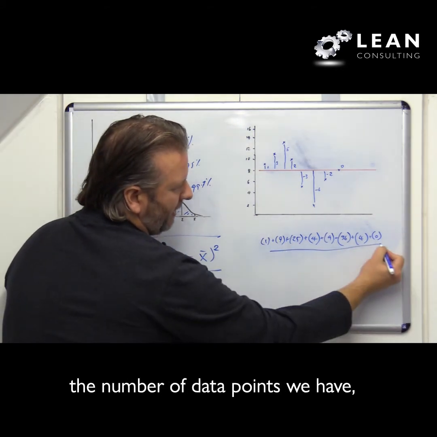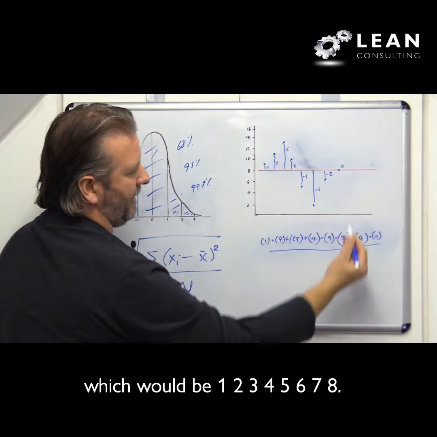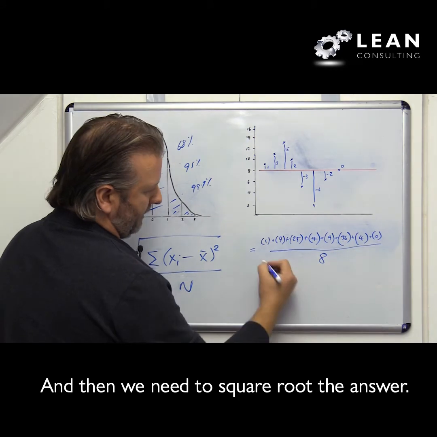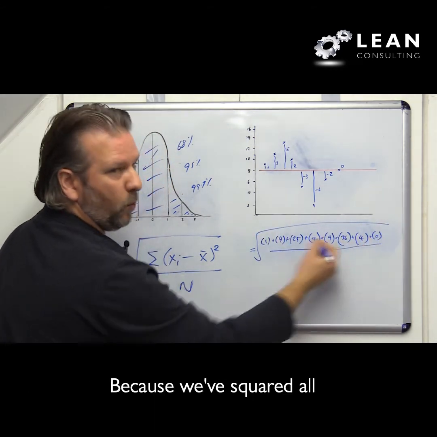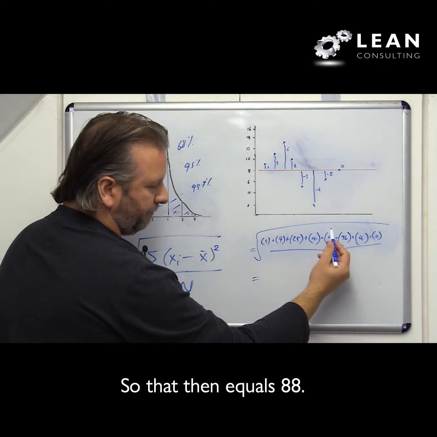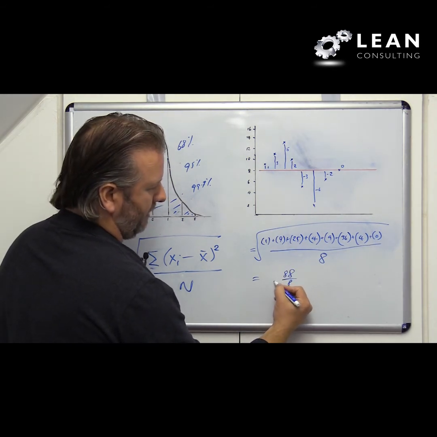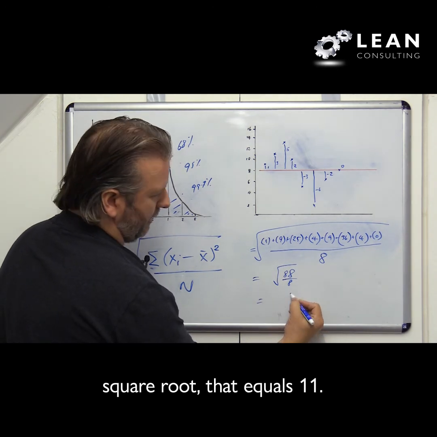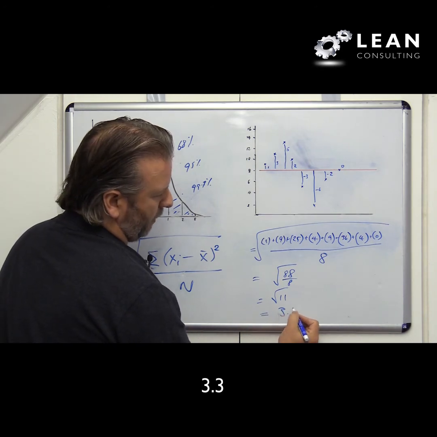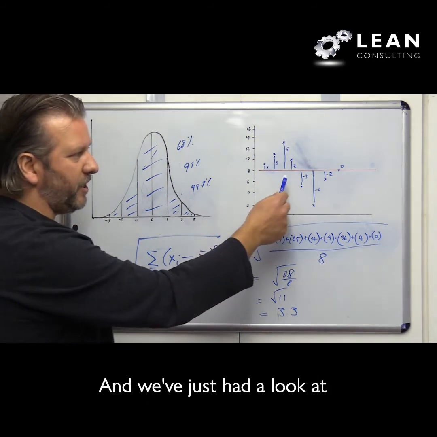Now we're going to divide it by the number of data points we have, which we've got 1, 2, 3, 4, 5, 6, 7, 8. So we're going to divide that by 8. And then we need to square root the answer, because we've squared all these values in here. So we need to bring it back to what it should look like. So that then equals 88. So that's the square root of 88 over 8. And that equals the square root of 11. And that equals 3.3.